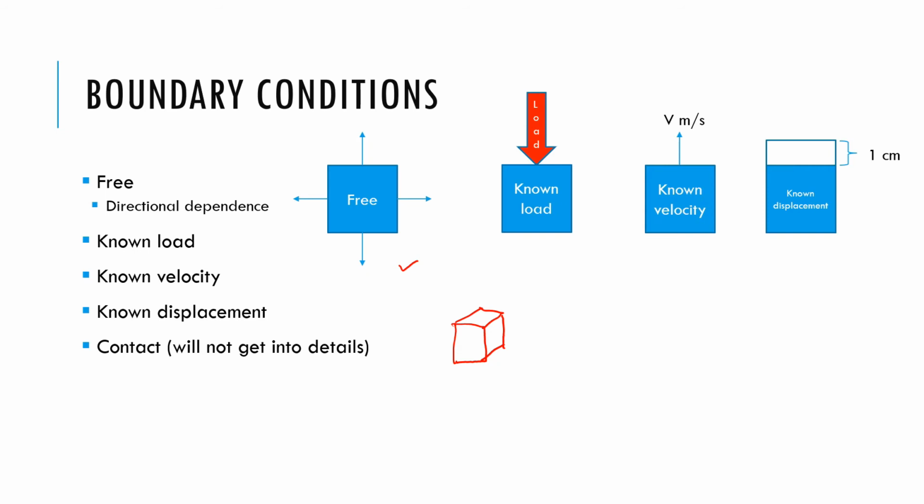And it can be some known load placed on it, or it can have some known velocity, or it can have known displacement. All those are possibilities. However, the most commonly used boundary condition in literature is this free. And that's not to say that it is the most realistic one for real processes, but that seems to be the one that is used most. It's most convenient, and it's quite a reasonable boundary condition that has been used.